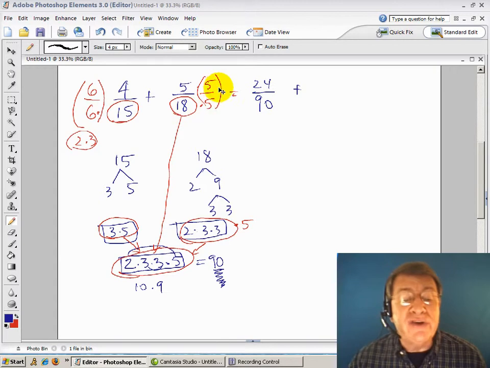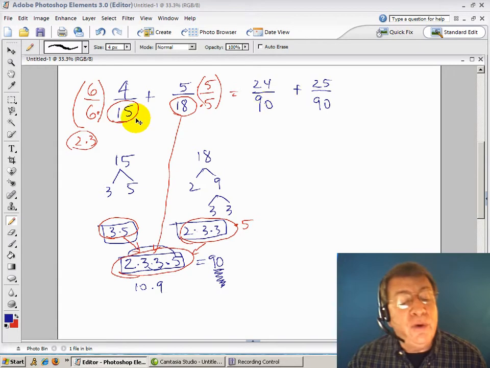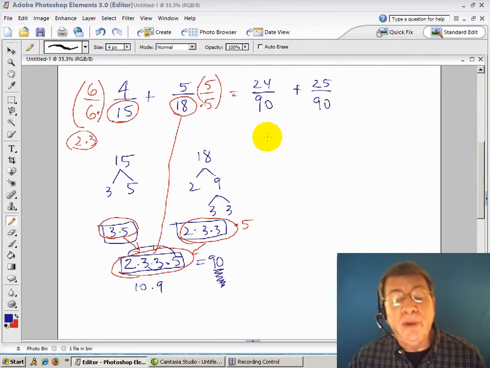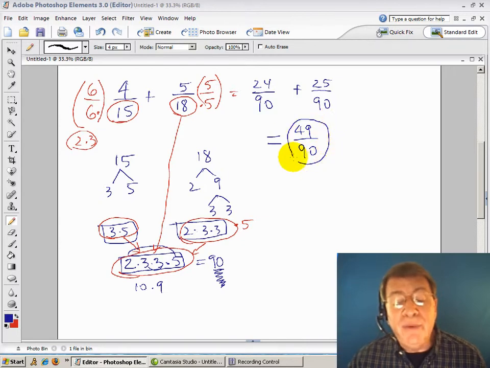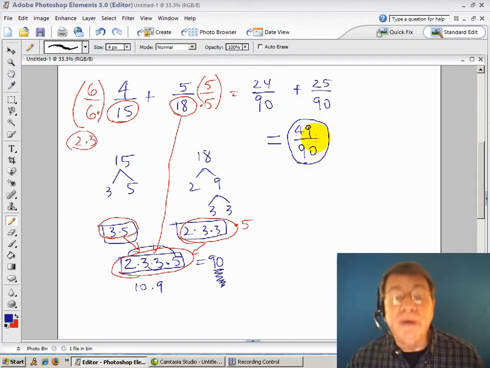Now on the second fraction, if I multiply 5/5 times what 5/18 is, I end up with 25/90. Can you see, in this form I cannot work the problem with different denominators. However, with common denominators, the problem becomes easy. So my answer is 90ths. I have 24 of them plus 25 of them makes 49/90.